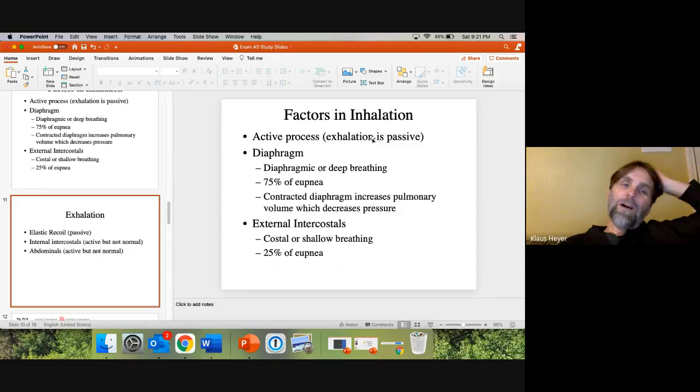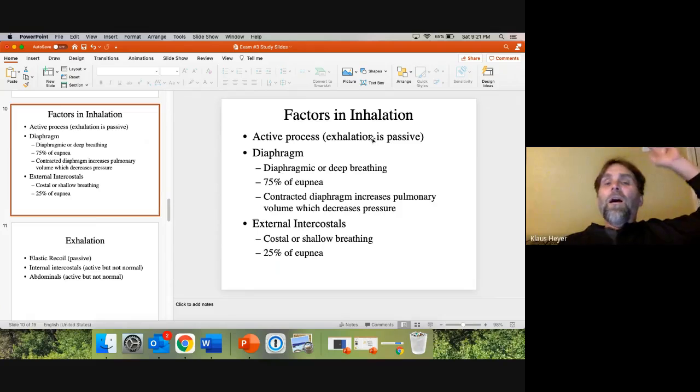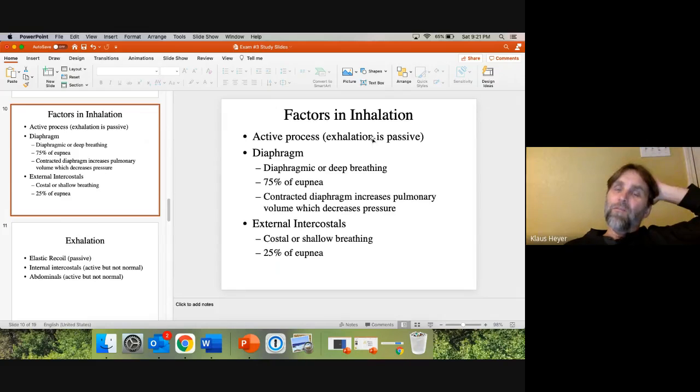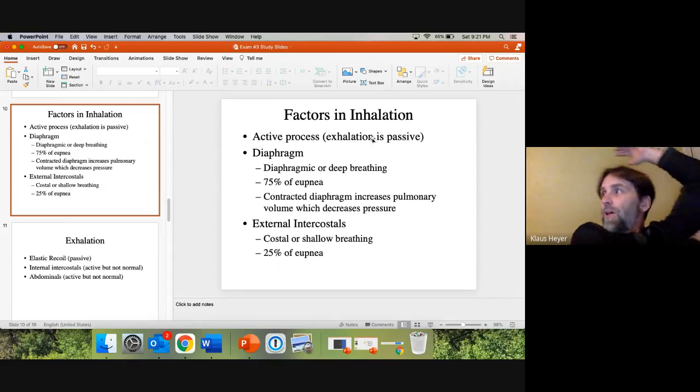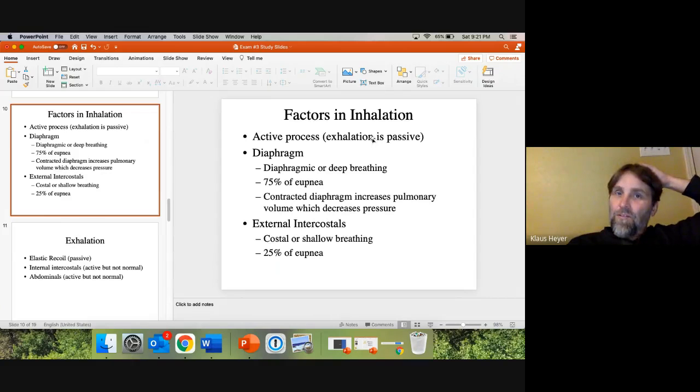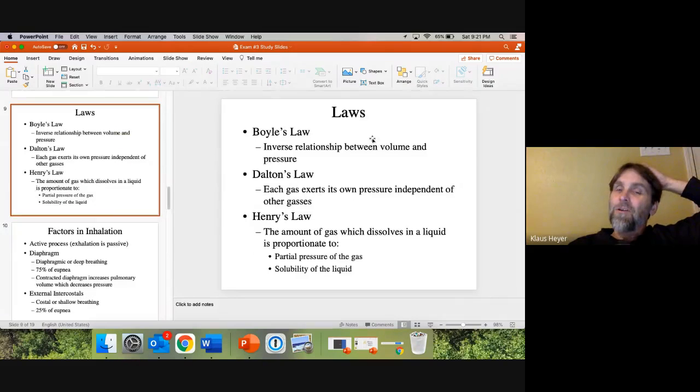What causes us to breathe out? I might roll that into the same question. It's just elastic recoil. You mentioned the external intercostals, because that's costal breathing or shallow breathing. So that is a factor in us breathing in, a factor in your lungs getting larger. Often I will ask what law pertains to this. Remember, we had three laws. Which law has to do with this? Boyle's law.